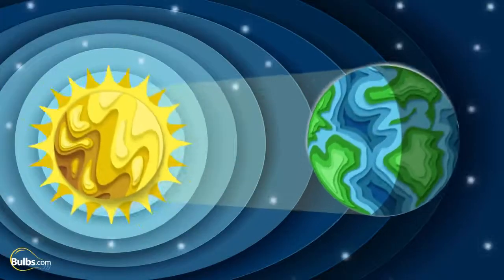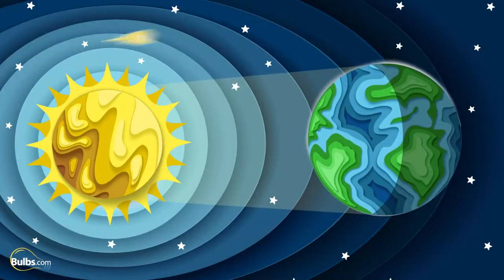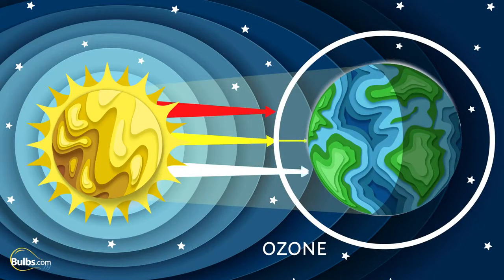UV light is the same as the rays that we get from the sun, and there are three types of ultraviolet light that reach the ozone layer around the Earth. There's UVA, UVB, and UVC.